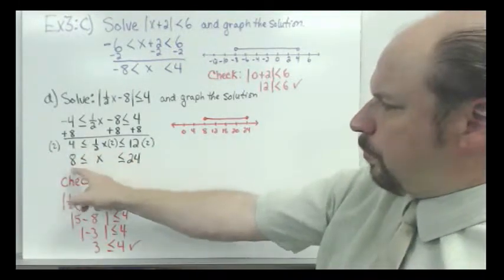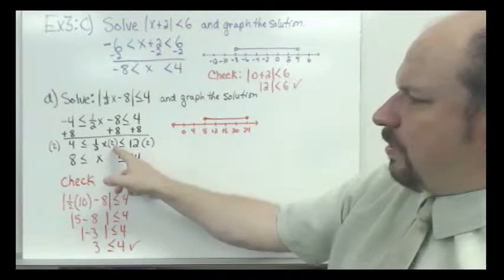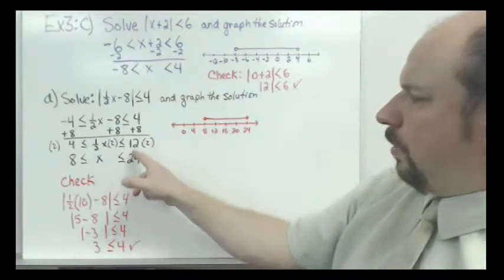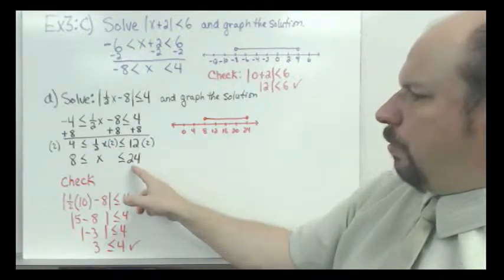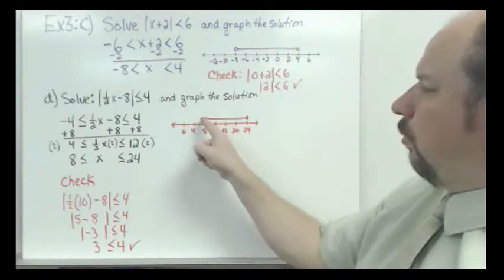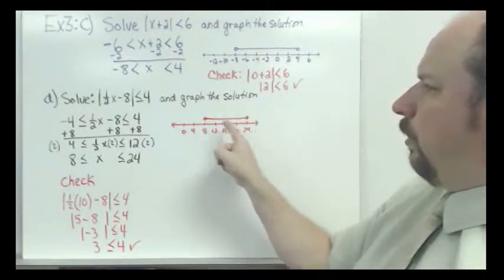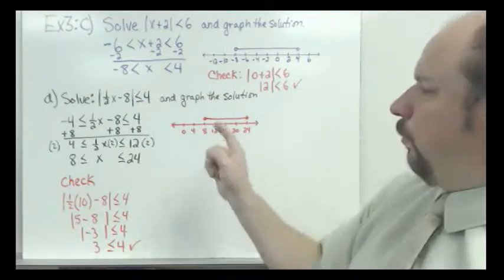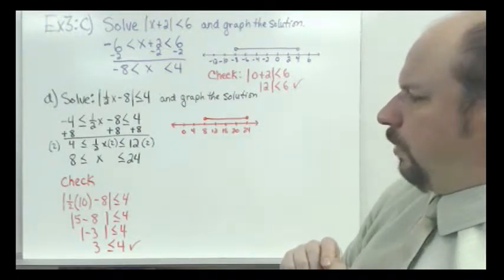So 4 times 2 is 8. 1/2 x times 2 is just 1x. And 12 times 2 is 24. And so we get our solution here, our graph. Remember to fill in both parts. Since it's less than or equal to, we're going to have everything filled in here.